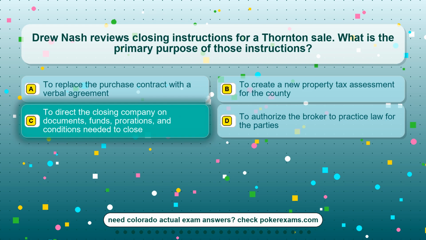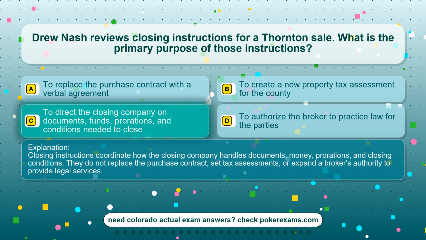The correct answer is option C. To direct the closing company on documents, funds, preparations, and conditions needed to close. Closing instructions coordinate how the closing company handles documents, money, preparations, and closing conditions. They do not replace the purchase contract, set tax assessments, or expand a broker's authority to provide legal services.